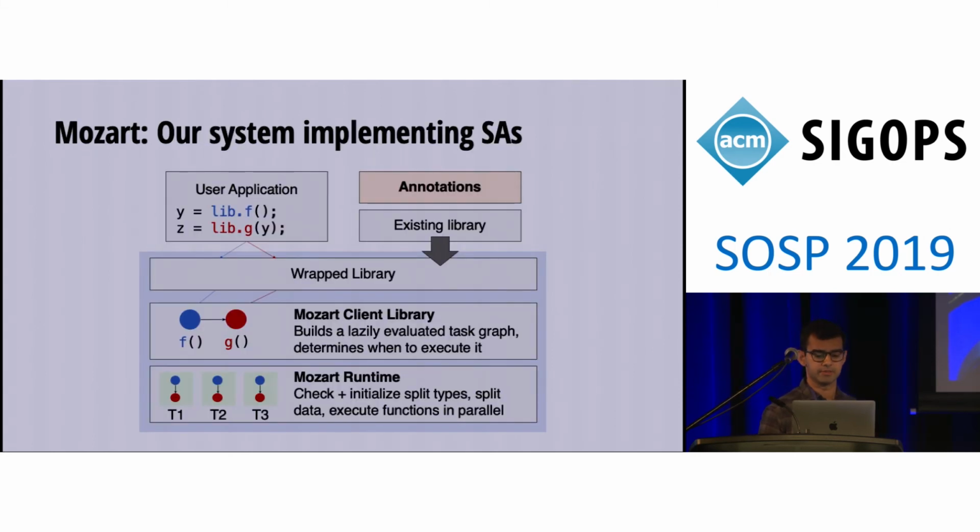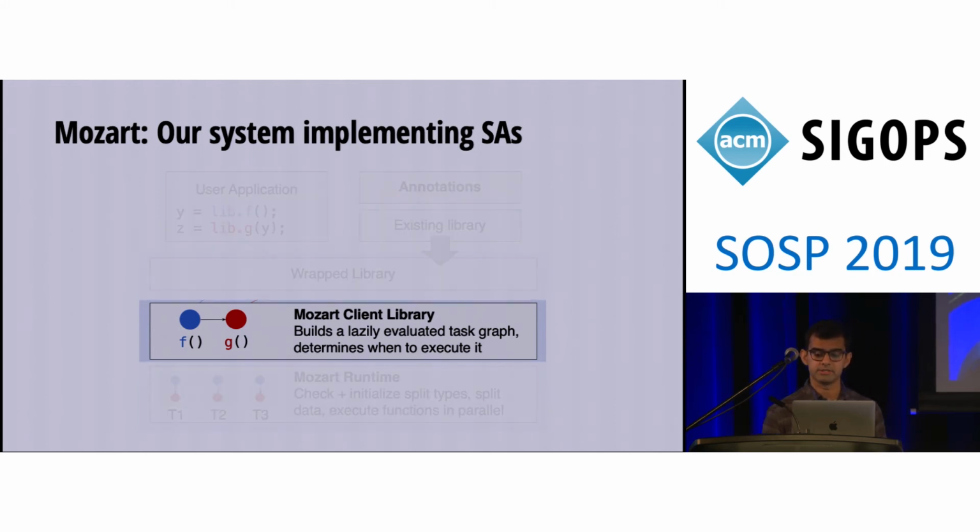So Mozart is our system implementing split annotations and its runtimes. So the way it works is that developers write annotations and then use a command line tool that will effectively generate a wrapped library which applications will call into. So that wrapped library just has the same API as the existing library with some wrapper code around it. Internally, the wrapped library calls into this client library that's responsible for registering function calls to annotated functions with a lazy task graph. The client library also determines when the task graph should be evaluated.